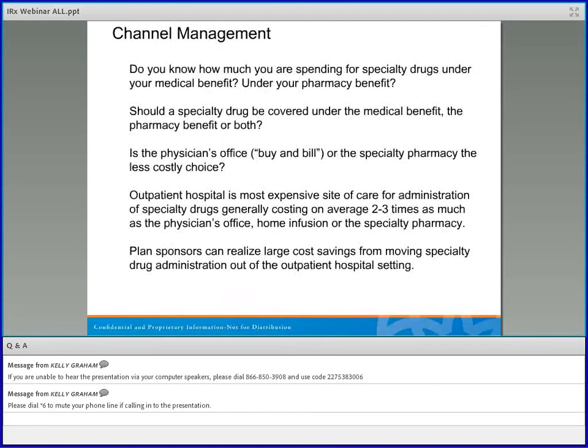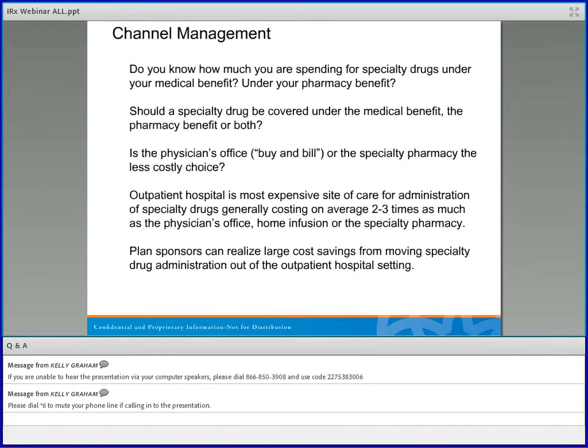Along the same lines, the next step is really channel management. Where should that member or that plan participant be getting their specialty drug? At a very high level, there really are 3 to 4 different places that member could get their specialty drugs. One could be through an outpatient setting in a hospital. Second one could be at the physician's office. Third, it could be an infusion center, or they could also be getting it through their specialty pharmacy, working through the PBM.